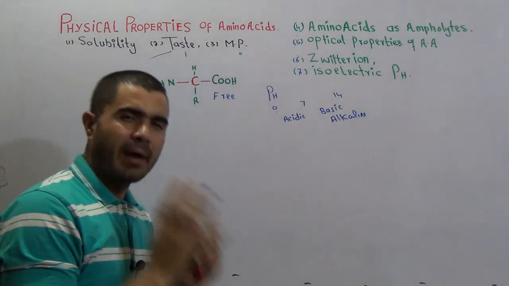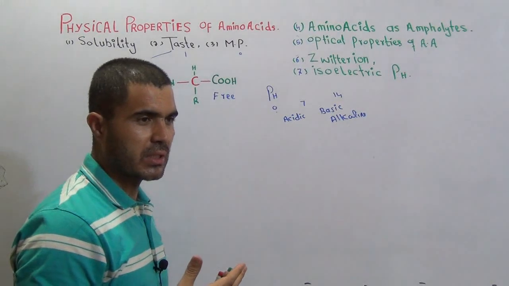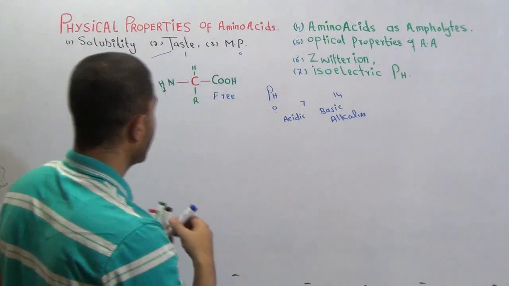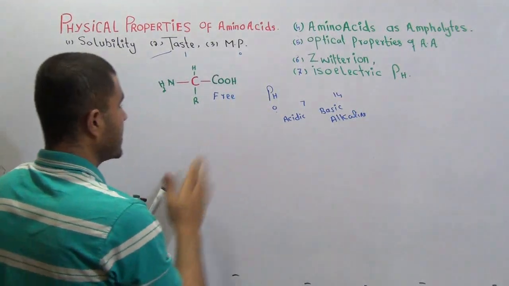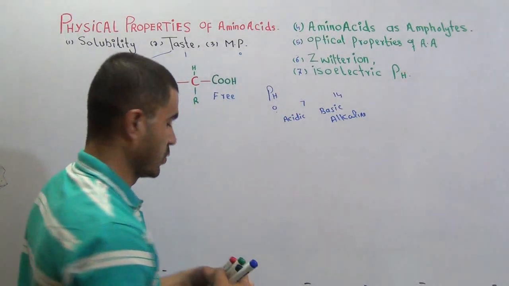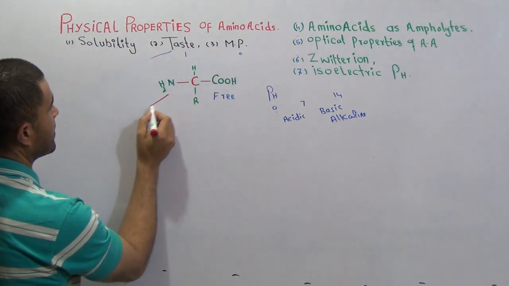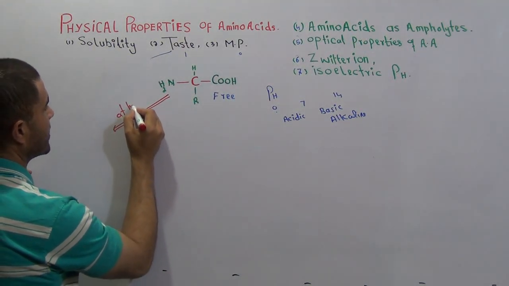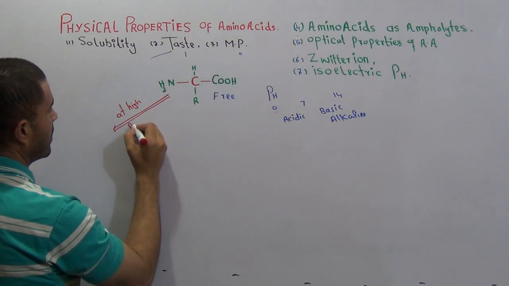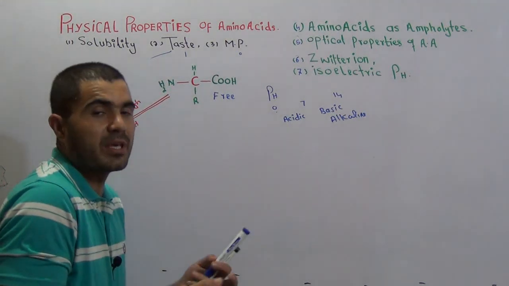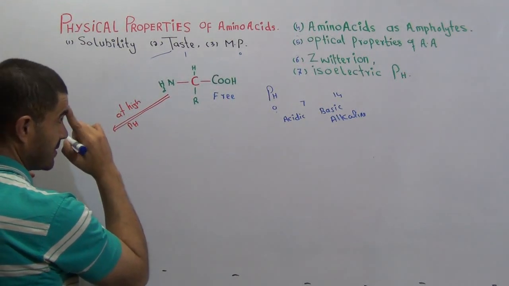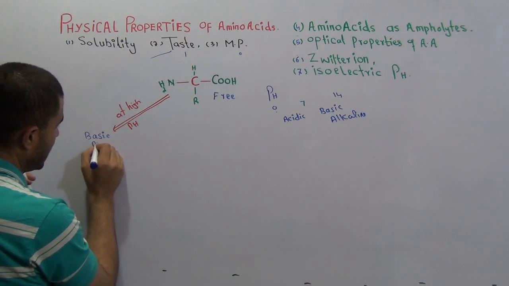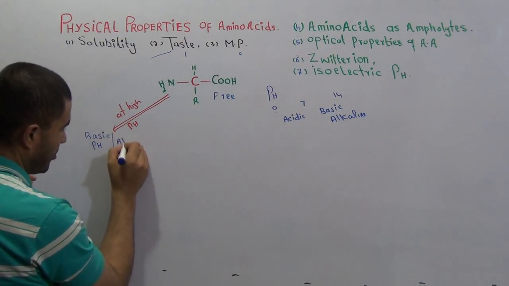Now what will happen to an amino acid when we change the pH from acidic to basic or from basic to acidic? Now let's start. The first case is at high pH. I'm going to write it here: at high pH, what will happen? First of all, what is meant by high pH? High pH means basic pH, or alkaline pH.